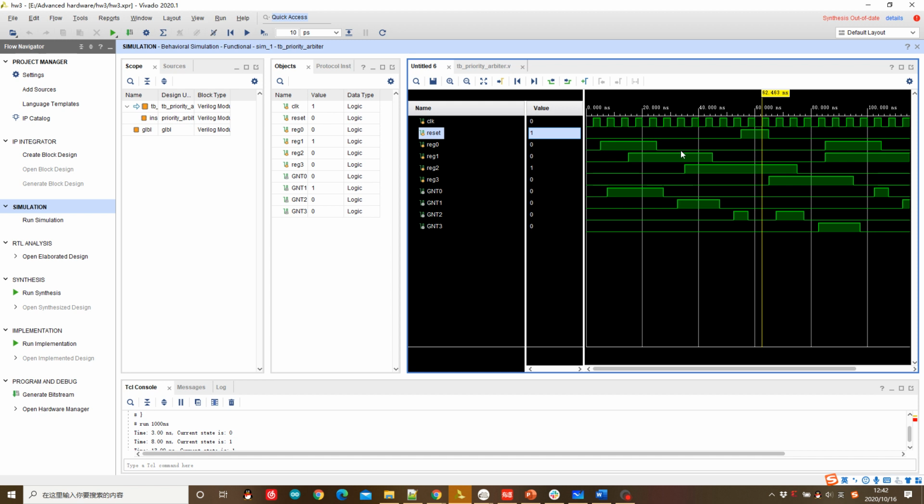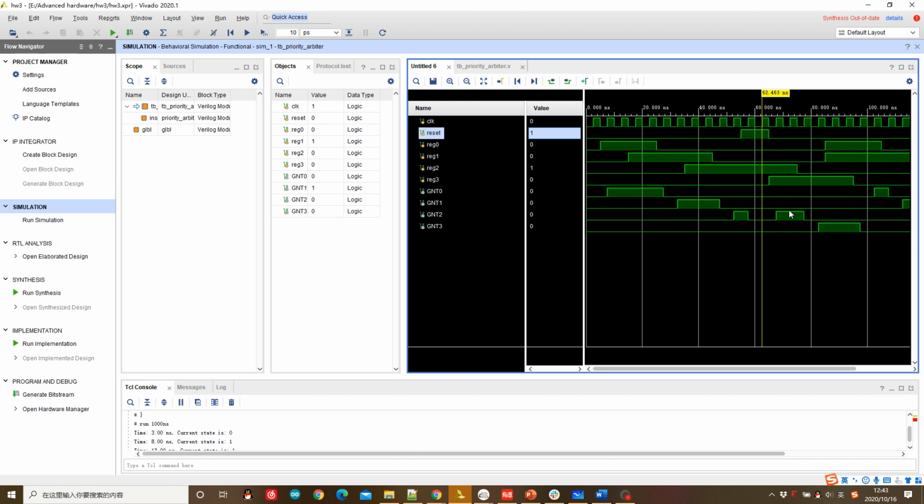Then I set reset to 1 while keeping req 2 at 1. I have set reset as the greatest priority, so the machine should reset to idle. So you can see when reset rises to 1 here, then at the next rising edge of the clock, GNT 1 becomes 0. Actually, all GNTx should become 0 here, back to the original state. And when reset becomes 0, the machine works again.